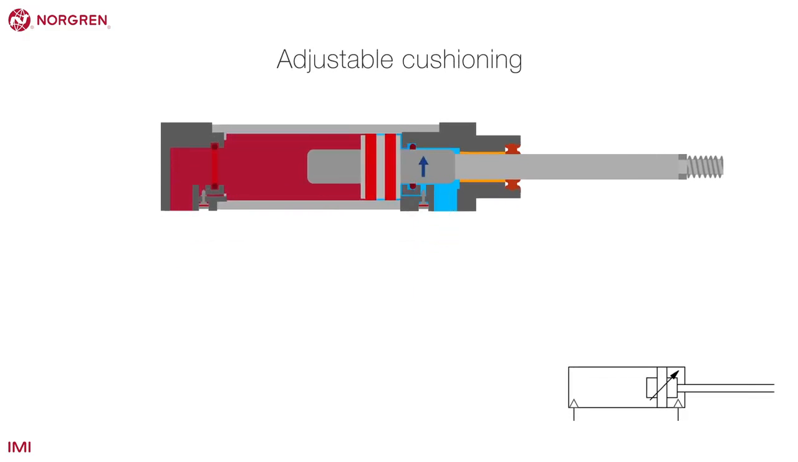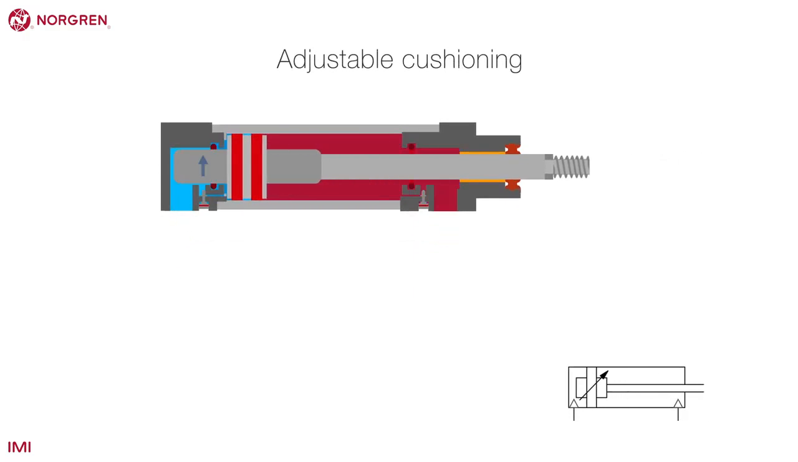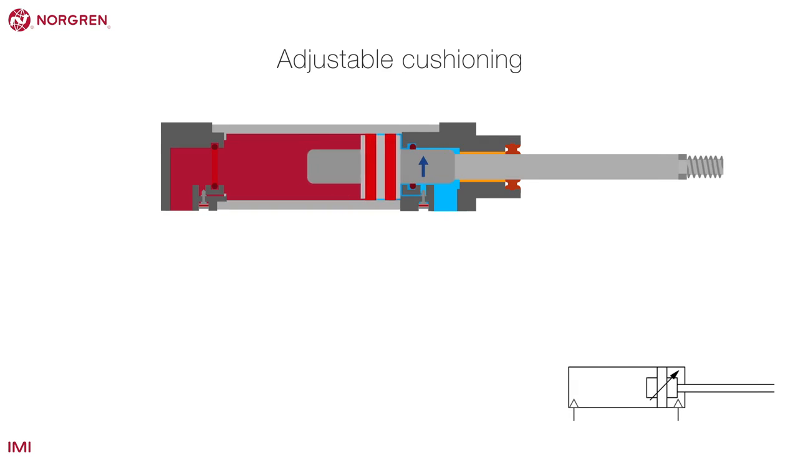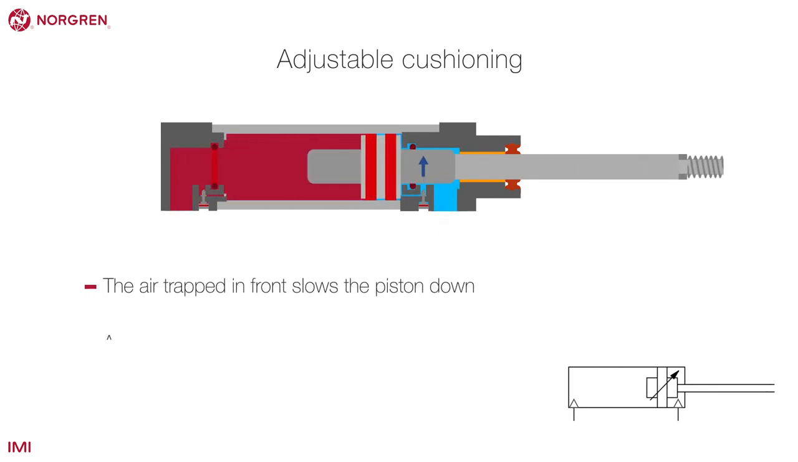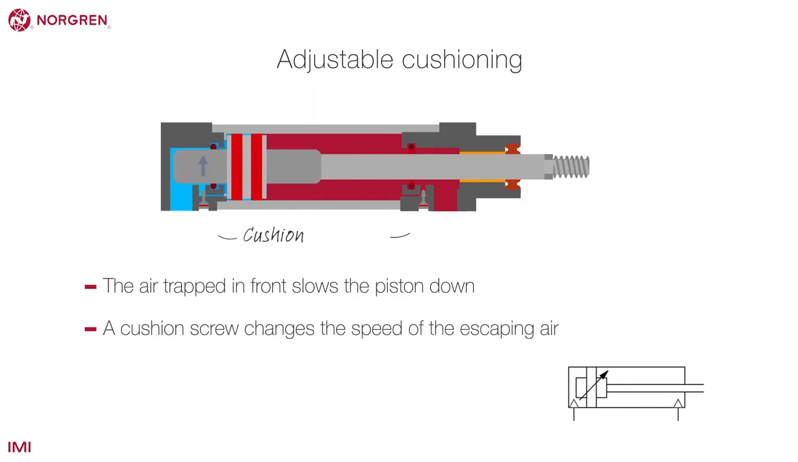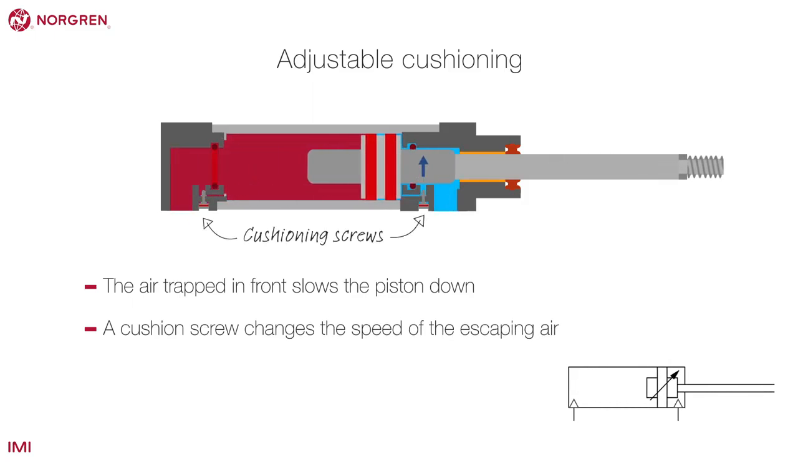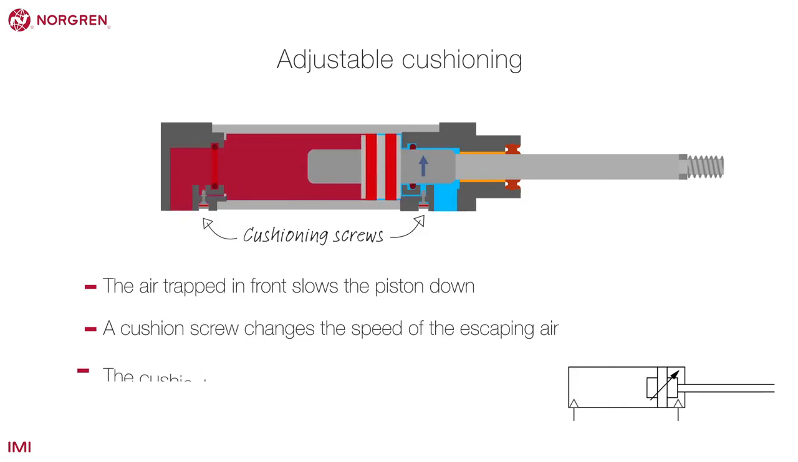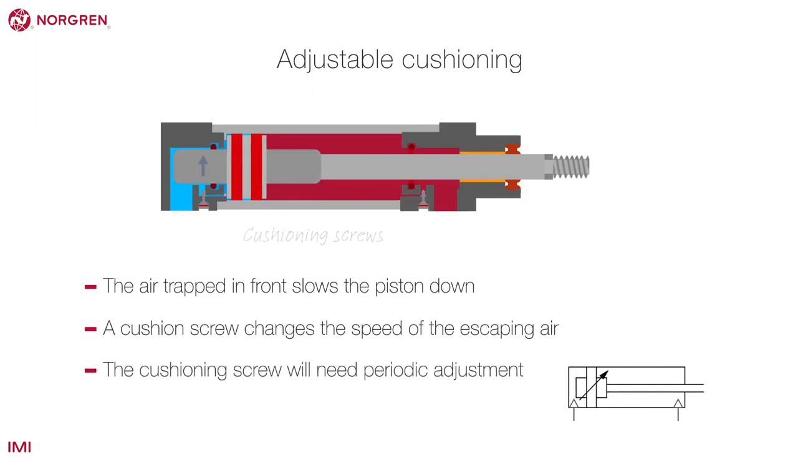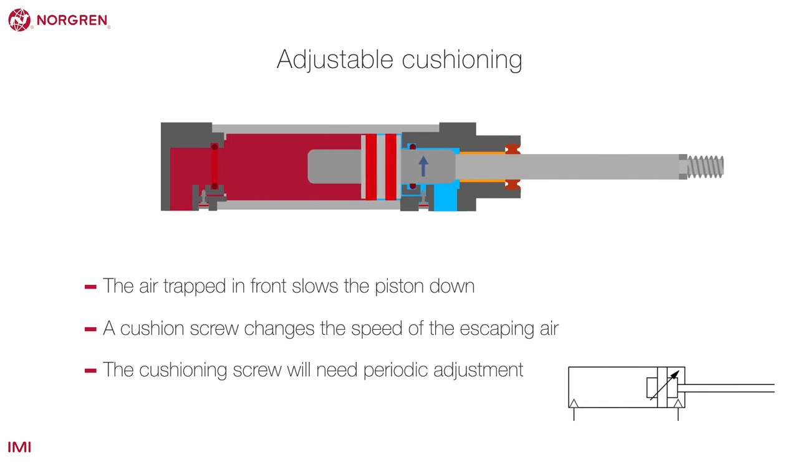Adjustable cushioning is a more sophisticated system. As the piston rod approaches the last part of its stroke, the air trapped in front slows it down. An adjustable cushion screw changes the speed in which the air is able to bleed from the cylinder, therefore altering the amount of cushioning. The cushioning screw will need periodic adjustment depending on application and usage.